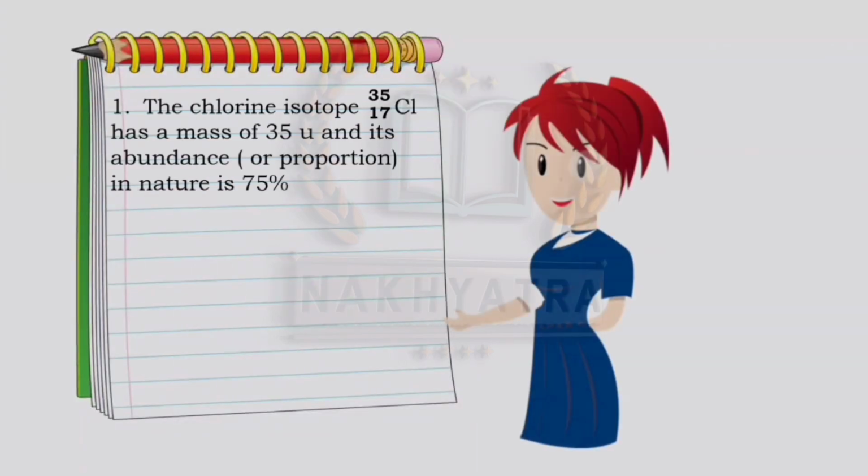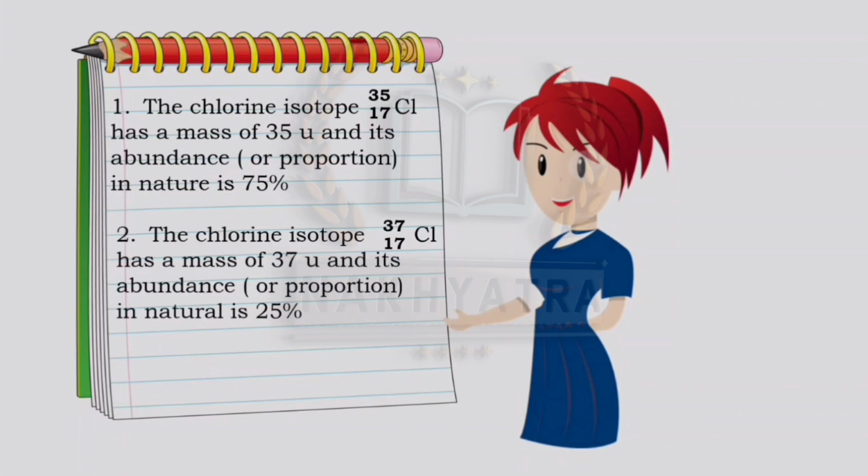The first isotope of chlorine has a mass of 35 U and its abundance or proportion in nature is 75%. The second isotope of chlorine has a mass of 37 U and its abundance in nature is 25%.